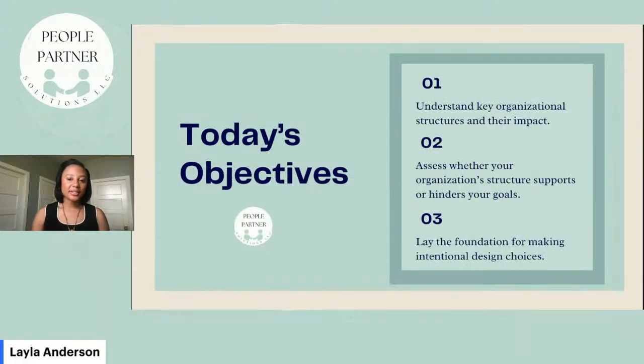Today, we have three objectives. We want to understand the key organizational structures and their impact. We want to assess whether your organization structure supports or hinders your goals, and lay the foundation for making intentional design choices. Today is about thinking critically about structure. It's not just memorizing the types of organizations. And I really want this session to be engaging and transformational for all of us. So I'll use as many real life scenarios as I can, and you're definitely encouraged to share your experiences and questions in the chat.